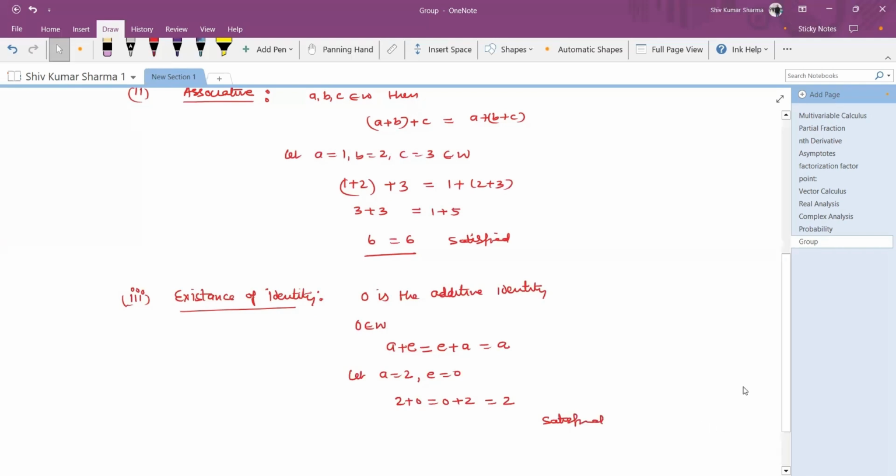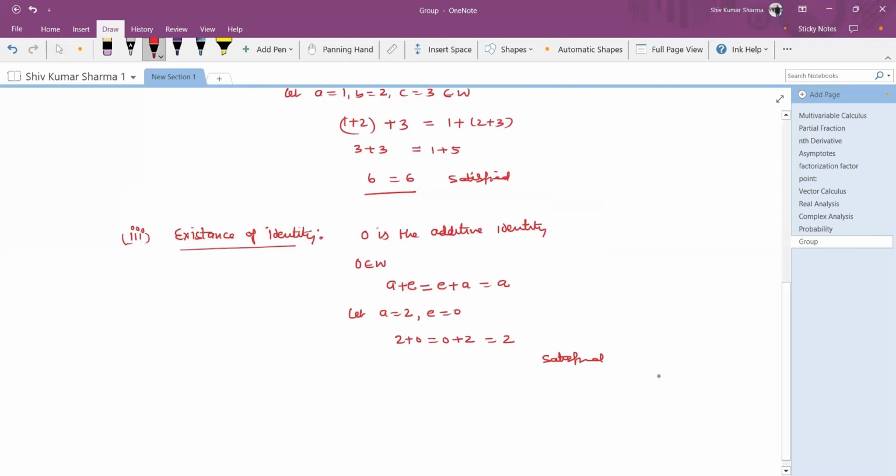So now three properties are satisfied. Now we move to the fourth property, existence of inverse.